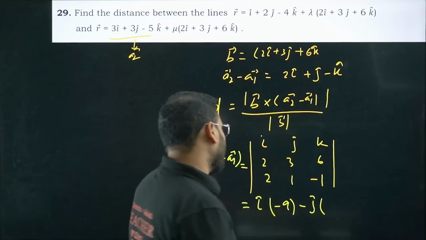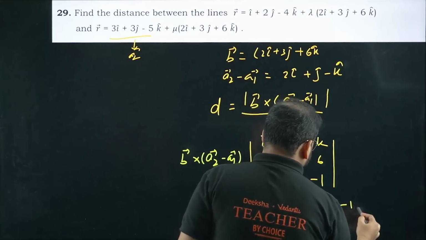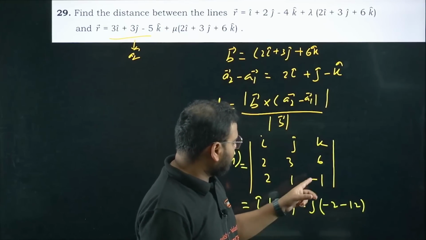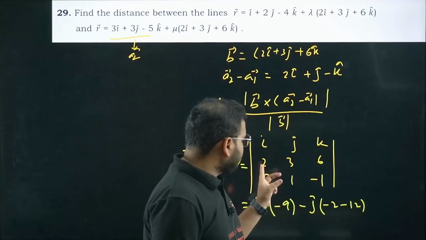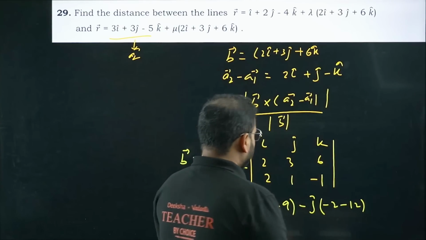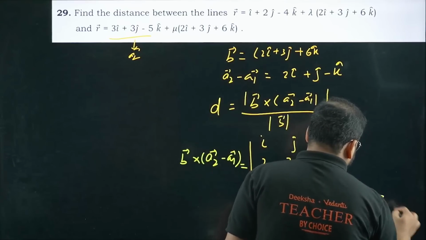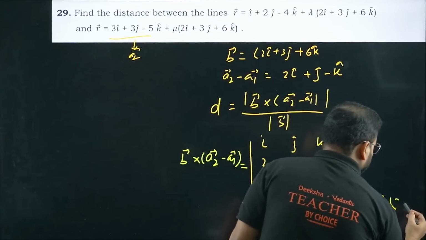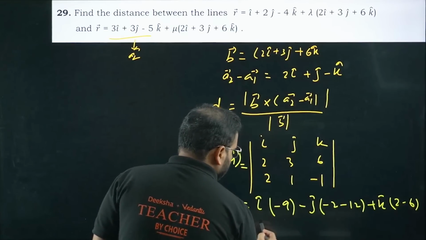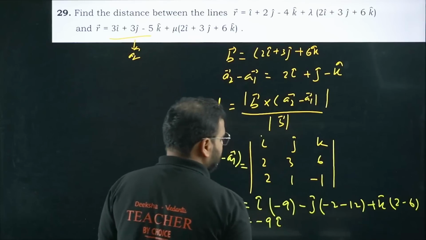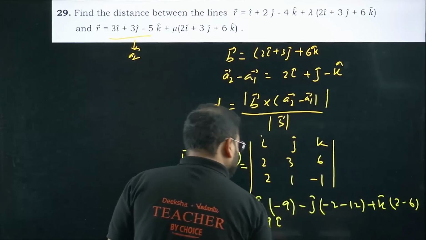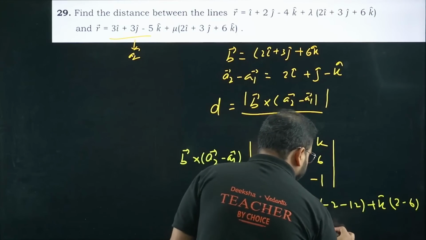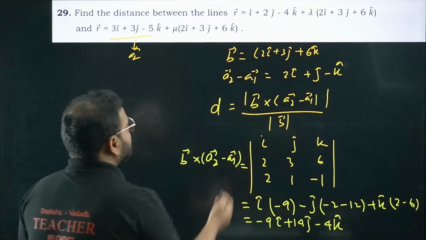With j cap I'm getting minus 2 minus 12, sorry, please check. Minus 3 minus 6 is minus 9. For j cap, minus 2 minus 12, so minus 14 I'll get. And over here with k cap, please check, I'm getting 2 minus 6, which is minus 4. Result is nothing but minus 9 i cap, minus 14 into minus is 14 j cap, and minus 4k cap. We want the mod of this value, okay?